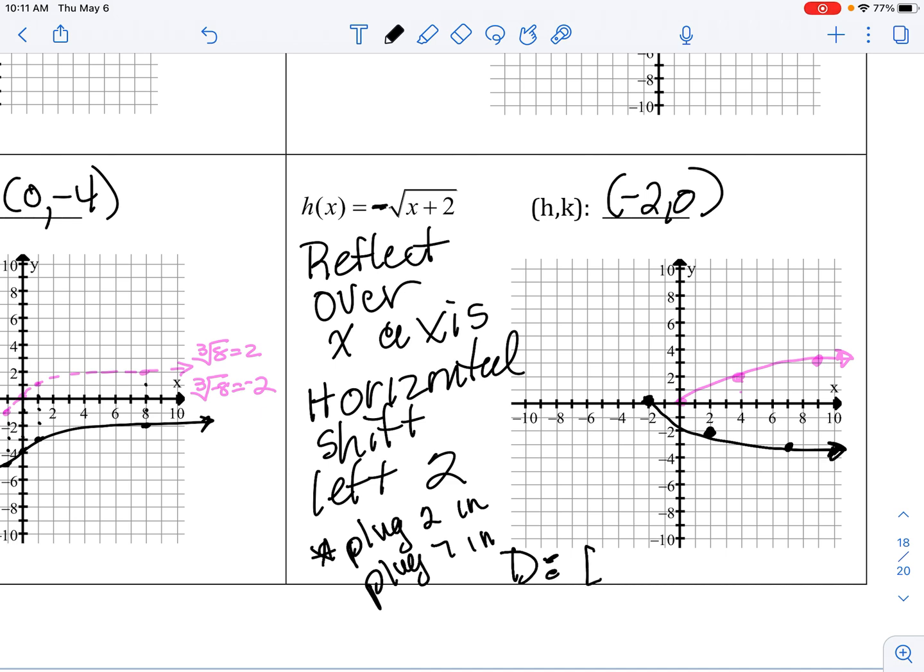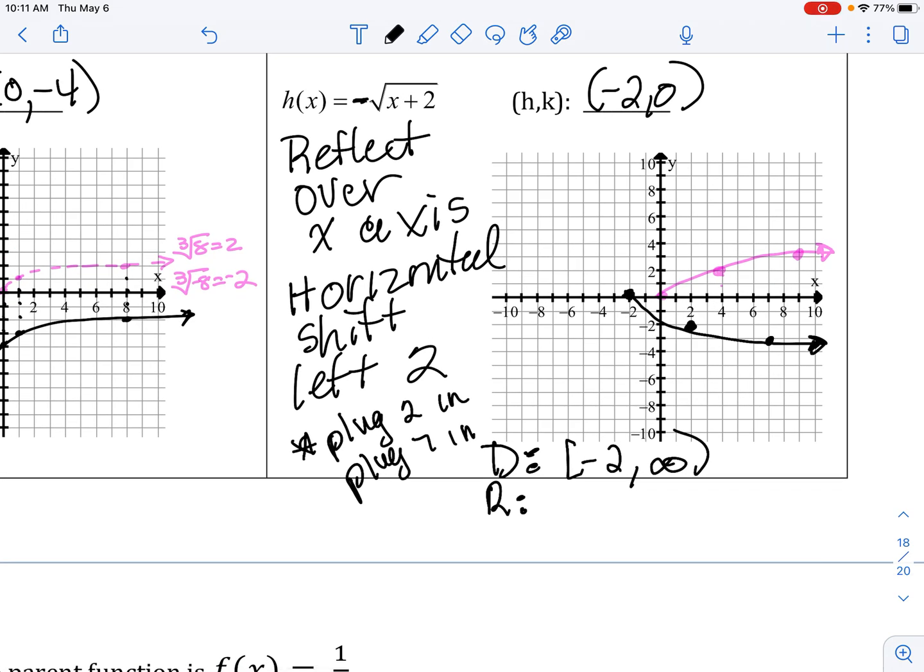So domain, again, not changing, negative 2 to infinity, but range. Wow. So lowest y to highest y. So we're revisiting range. The lowest y is negative infinity because that graph keeps on going down. The highest y is 0. So we're revisiting domain and range and our parent functions square root and cube root because we just finished our topic on doing nth roots.